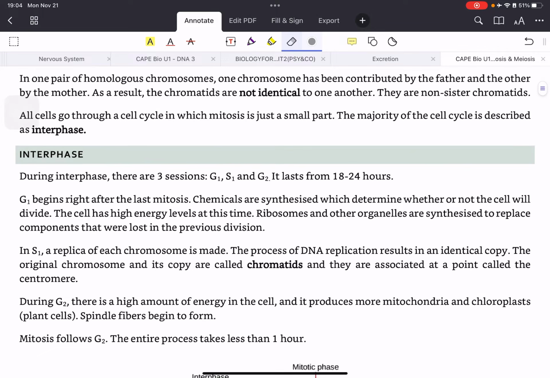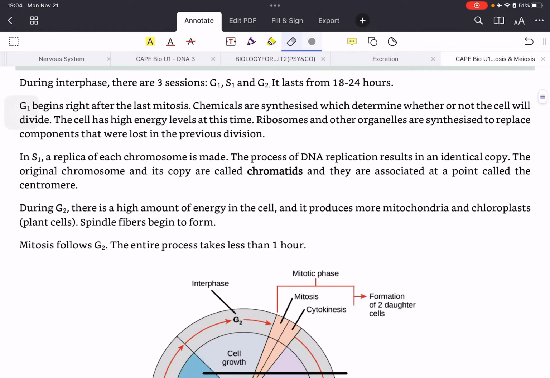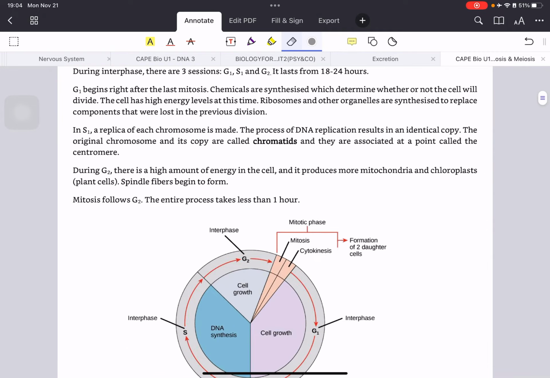So skipping the introduction, let's go straight into the interphase, which is honestly the only new thing that you really need to know. So during interphase, there are three sub-steps, essentially. So G1, S1, and G2. There's no S2, so you could probably just say S instead. And the entire interphase lasts about 24 hours. So G1 begins right after the previous mitosis. It's like a cycle, right?